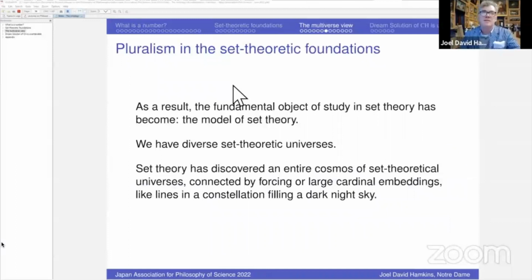So as a result of all of that diversity of set theoretic possibility, the fundamental object of set theory has become the model of set theory. So we have diverse set theoretic universes. I've written in my multiverse paper, set theory has discovered an entire cosmos of set theoretic universes connected by forcing or large cardinal embeddings, like lines in a constellation filling a dark night sky.